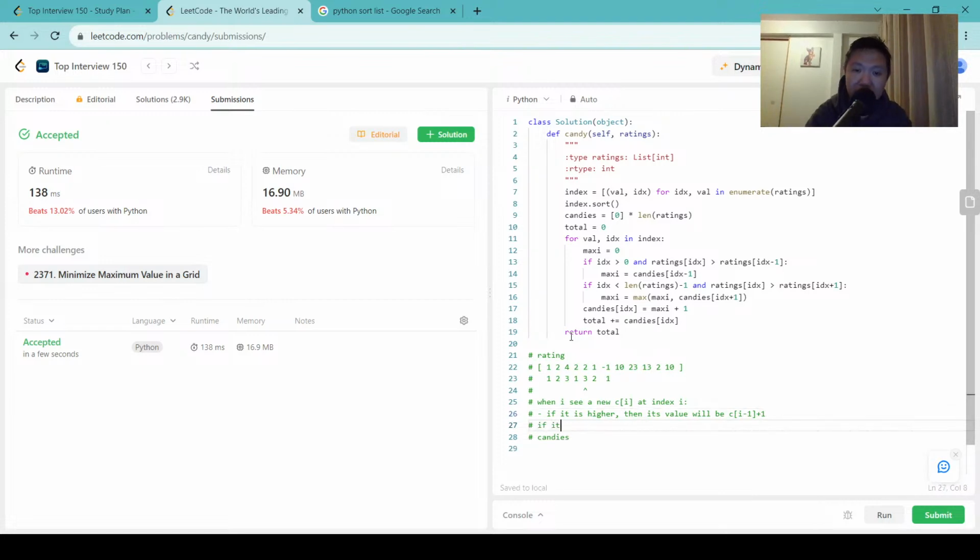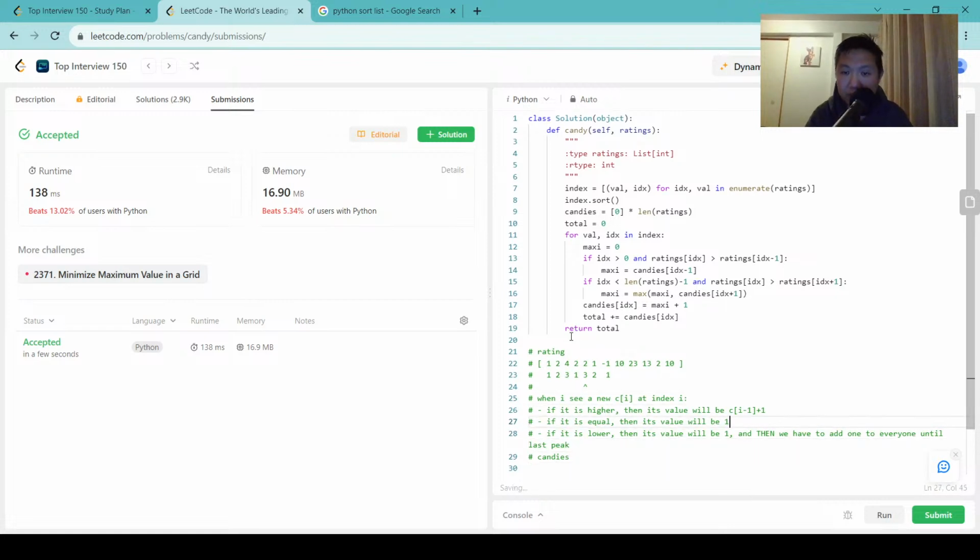If it is equal, then its value will be 1. If it is lower, then its value will be 1, and then we have to add 1 to every one until the last peak.